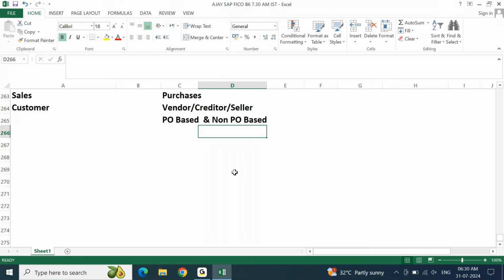When it comes to non-PO based, there is no purchase order here. What happens here? You will directly go to a store, or you will directly call a supplier or service provider and ask them to provide a service or a product. They will do it without placing any order. On the spot, you have to give them the money. This is basically the non-purchase order.